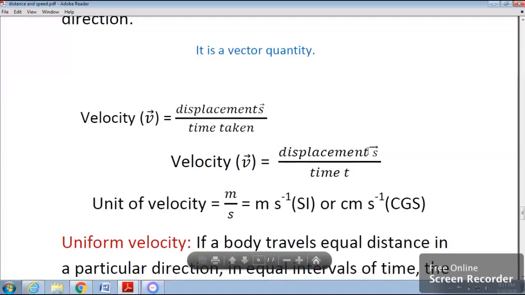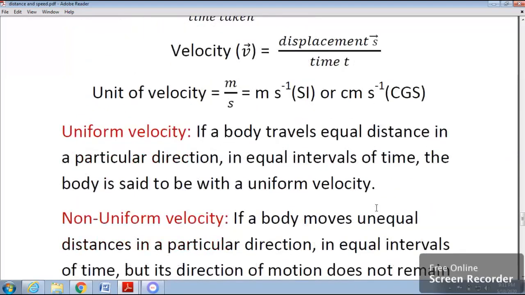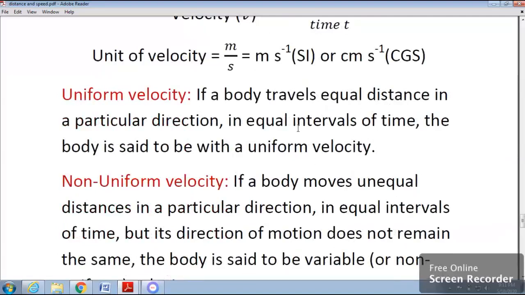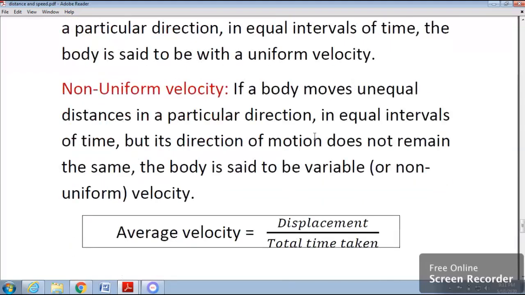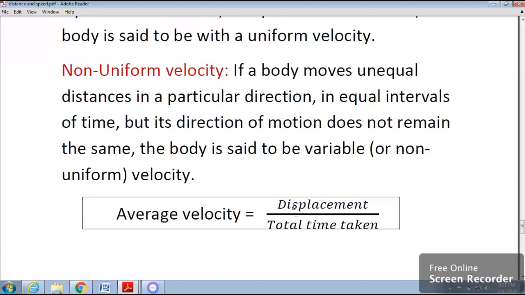Unit of velocity. Displacement is also measured in length, distance. So its unit is meter per second in SI and centimeter per second in CGS. Similarly, uniform velocity: if a body travels equal distance in a particular direction in equal intervals of time, the body is said to have uniform velocity. Non-uniform velocity: if a body moves unequal distance in a particular direction in equal intervals of time, or its direction of motion does not remain the same, the body is said to have variable or non-uniform velocity.